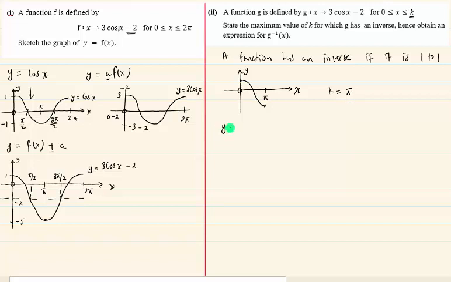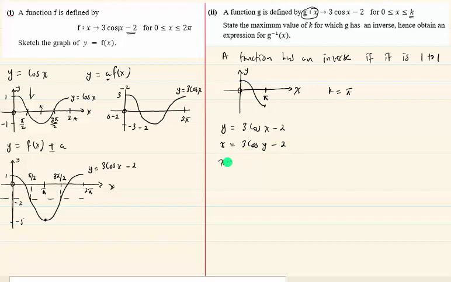What we normally do is, because you can replace that expression with just y, y is equal to 3 cos x minus 2. And then you will switch the x and y values around, and so that means x is now equal to 3 cos y minus 2. We know that's what the inverse function does. The domain becomes the range, and the range becomes the domain. So now we just have to solve for y.